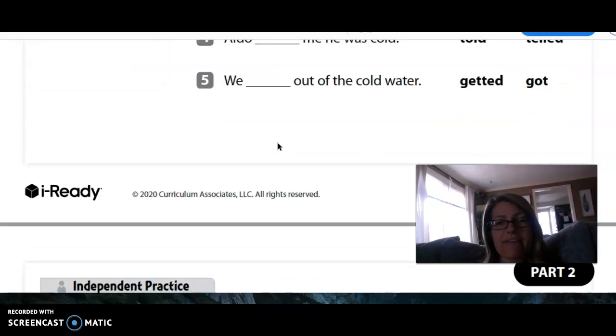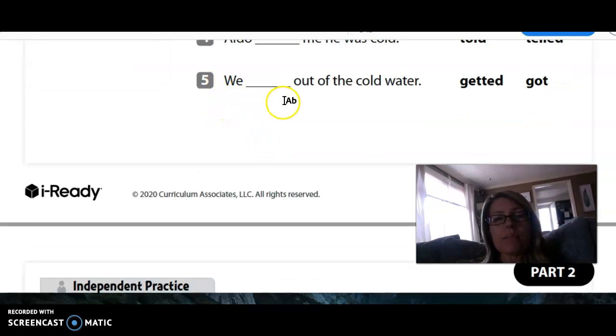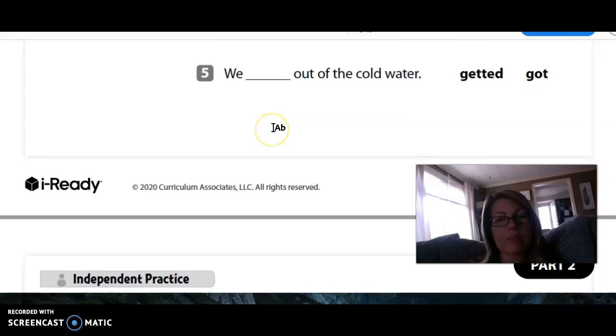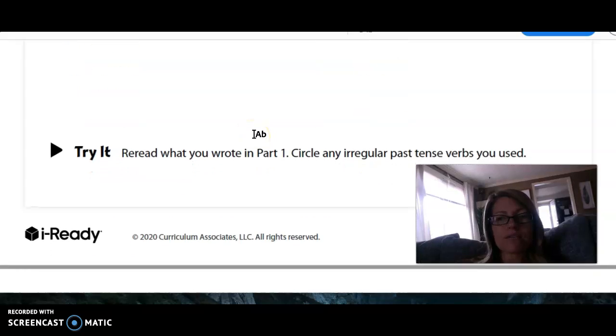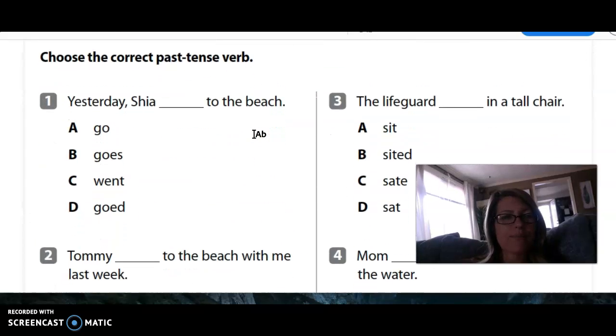Number 5, I'm going to have you do independently. We blank out of the cold water. We getted out of the cold water, or we got out of the cold water. Okay, that one is for you to decide which verb we would use. All right, we are on to the next page. For me, it is page number 21.